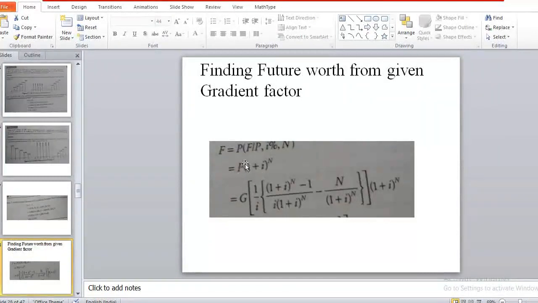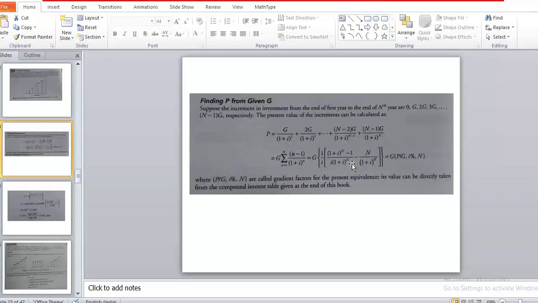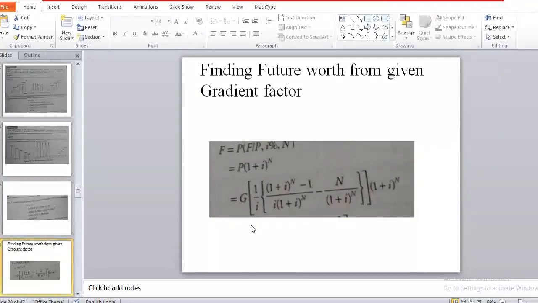Now this present value P, we can take from the particular gradient formula. So this P value we put here in this formula, and the formula changes like this. By using this formula, we can find the future worth for a particular given gradient.